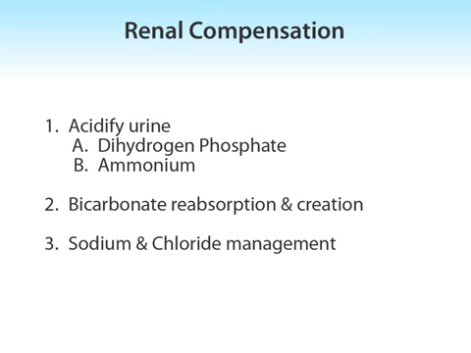Create acidic urine. Doing so removes acidifying products from the blood to correct the pH. The kidneys titrate weak acids such as ammonium and dihydrogen phosphate into the urine. Bicarbonate is both created and reabsorbed. Sodium, a strong cation with an alkalinizing effect, is also reclaimed.